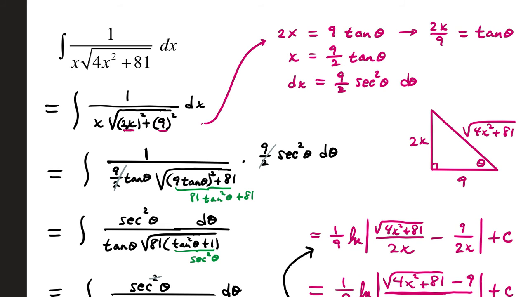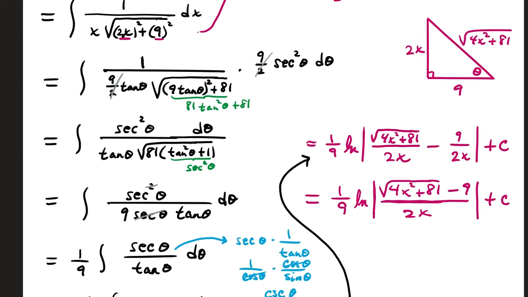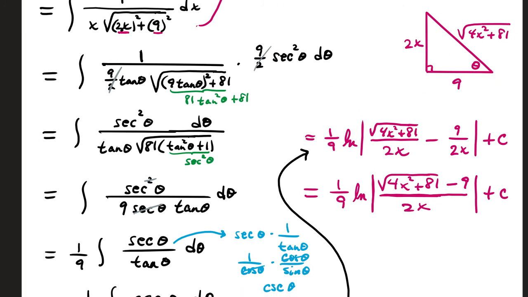So let's put the brakes on a little bit because we've got a lot more to go. We still have this tangent on bottom in front of the radical, and we also have this secant squared on top. So there's a lot to keep up with. Make sure you haven't gained or lost anything. Okay, I think we're ready to make some cancellations.